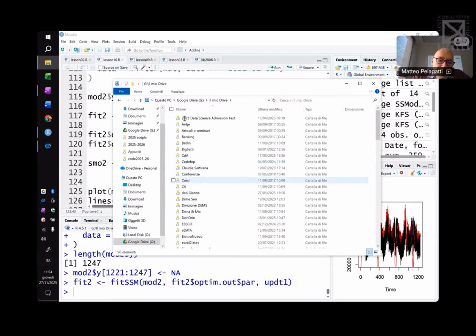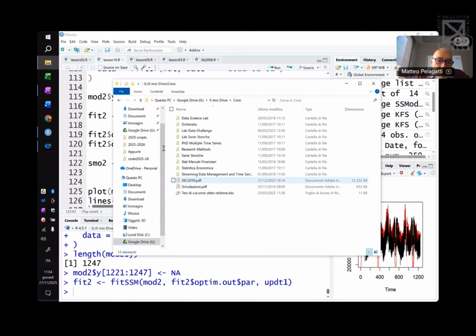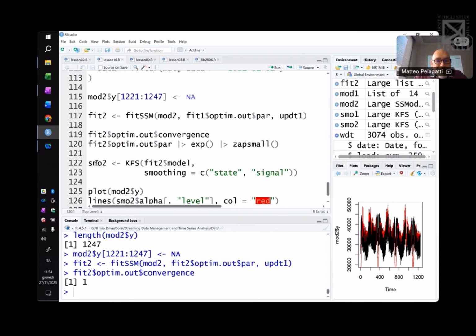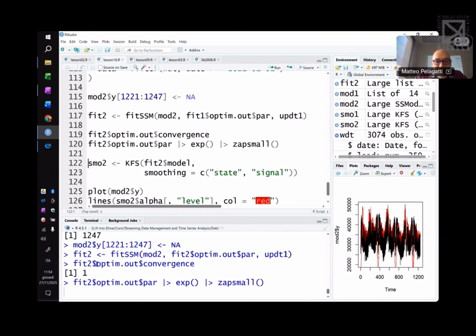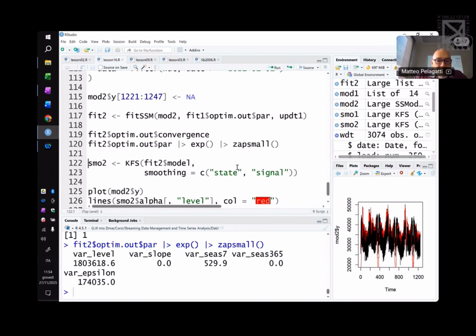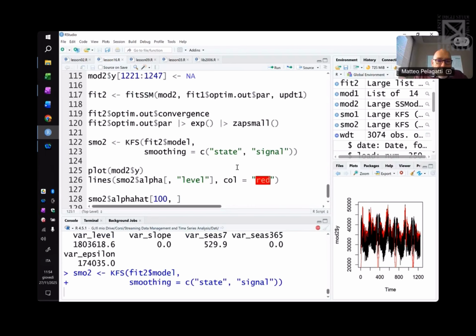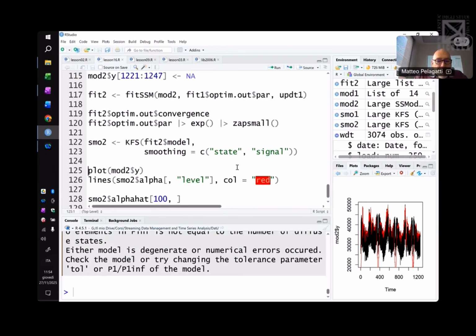Oh, it ended, so we can go on. Again, that was not enough to converge, but anyway, the values are still there. So this is the smoother. Now I asked also for the signal smoother, and let's just plot maybe the last observations. Of course, I cannot use this because they are missing. I can use those from the first one.